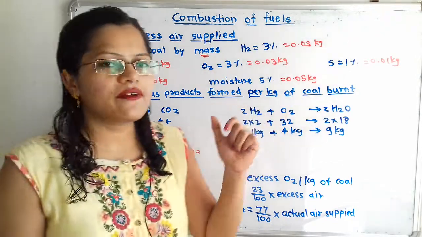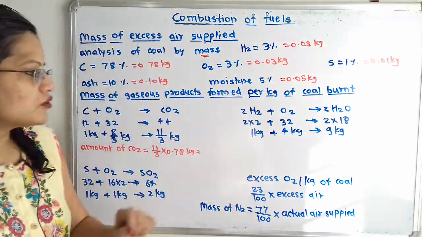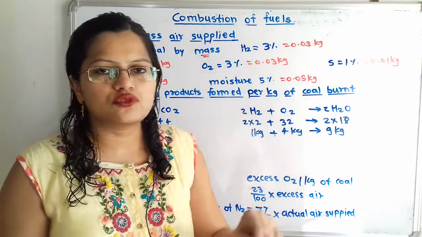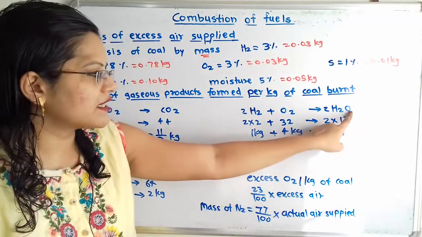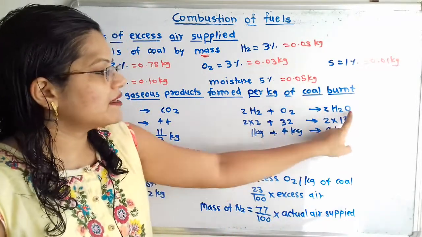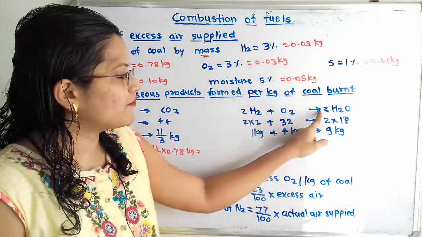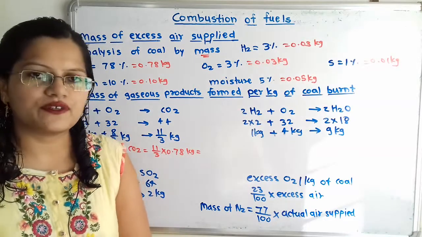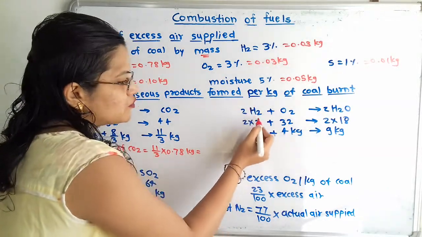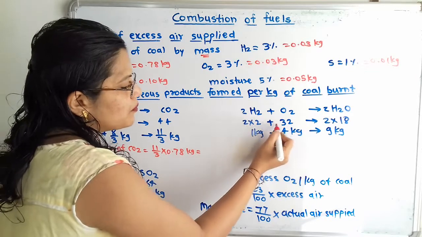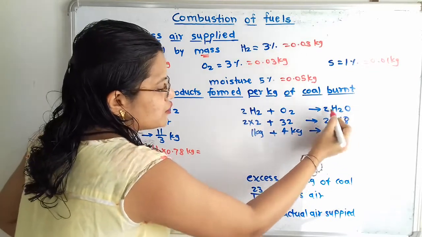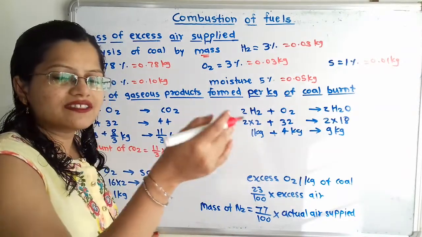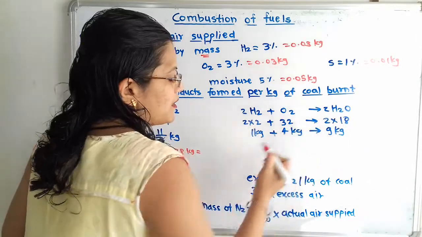Now in the same way we will calculate the H2O. H2 plus O2 gives H2O. Here there is a single O, so we balance the left-hand and right-hand sides. We give the coefficient 2 here, and again balance for the hydrogen, so again we give the coefficient 2. What is the molecular mass of H2? That is 2. So 2 multiplied by 2 plus 32 gives, now H2O means what? O has atomic mass 16 plus H2, that is 16 plus 2, 18. So 2 multiplied by 18.